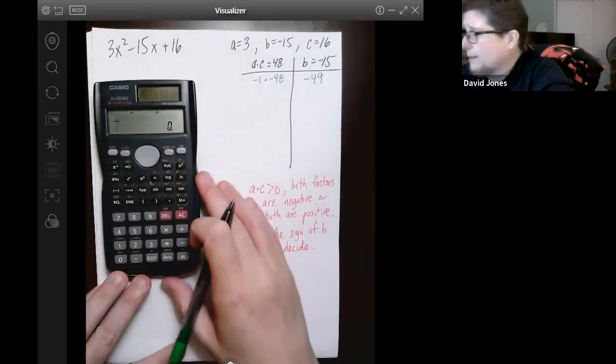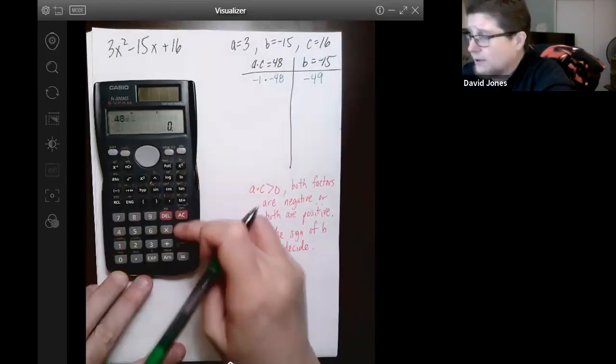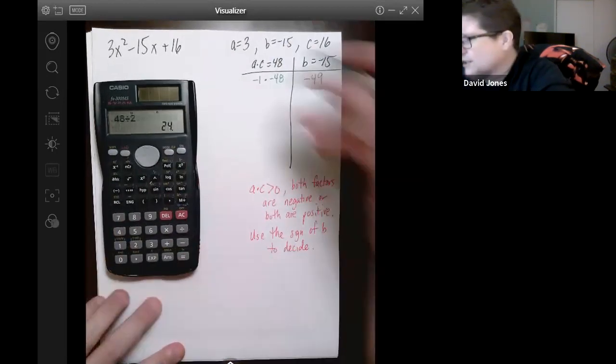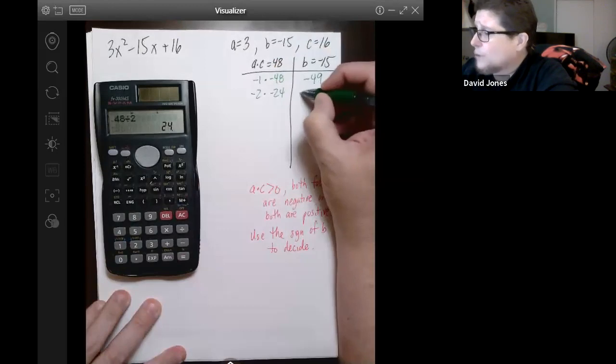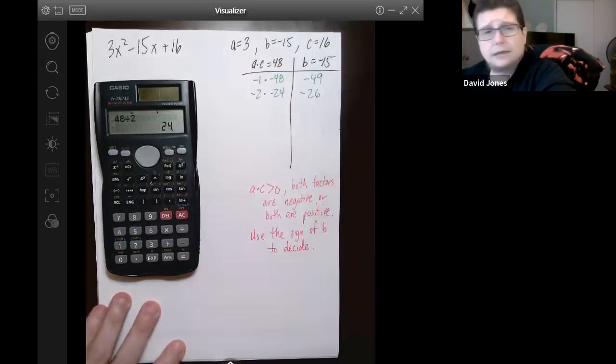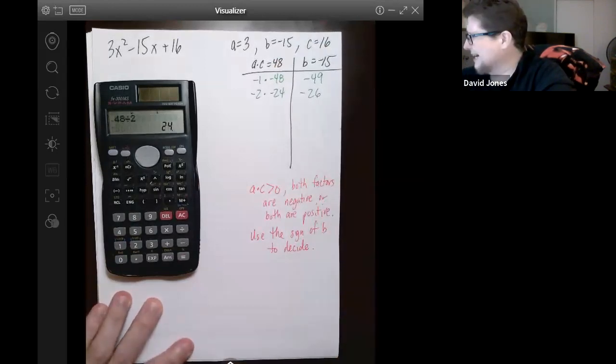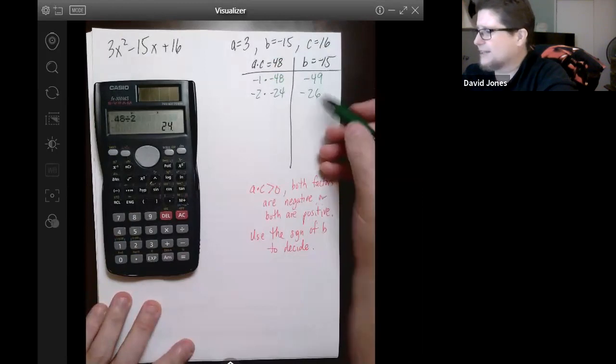I'll just keep going up. Does 48 divide by 2? Yes, it does. So negative 2 and negative 24 is negative 26. This isn't working. I'm still a long ways from 15.